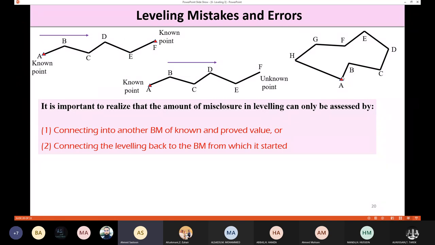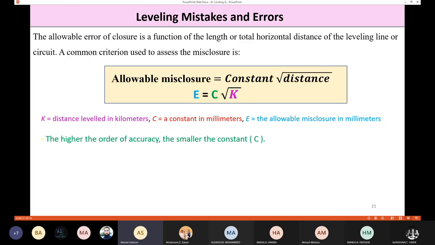This case and that case will be able to determine the error. In this case, you are not going to be able to determine the error or the misclosure. When the misclosure is assessed, one must then decide if it's acceptable or not. After you determine the misclosure or the error, you have to decide whether this error is acceptable or not.